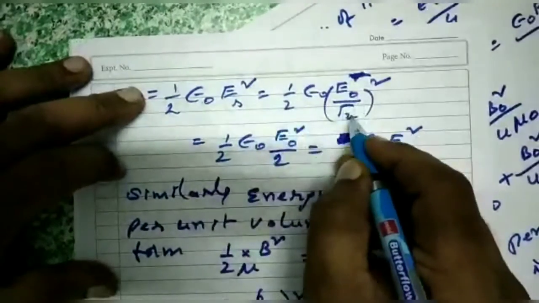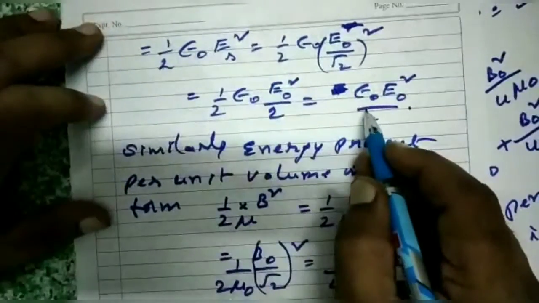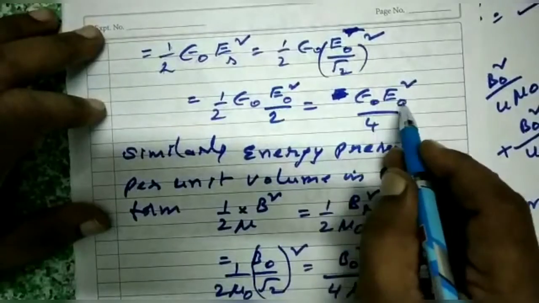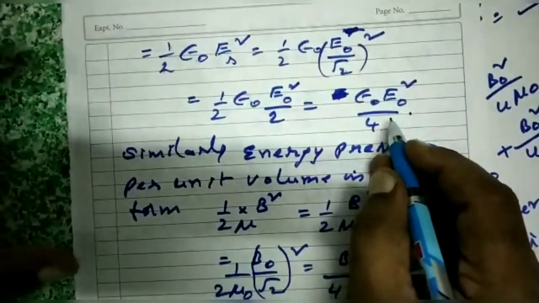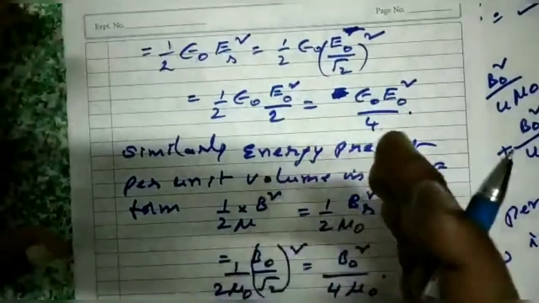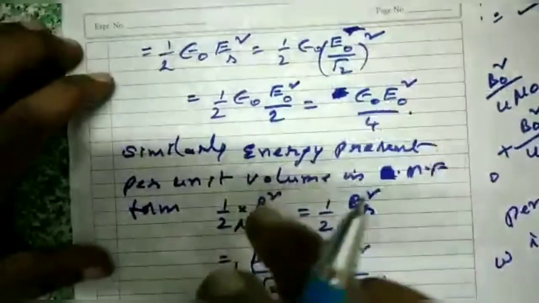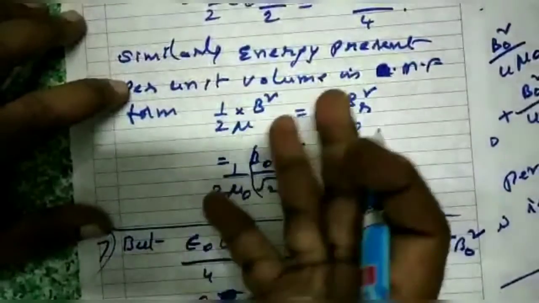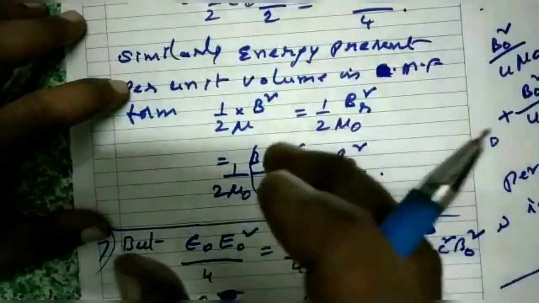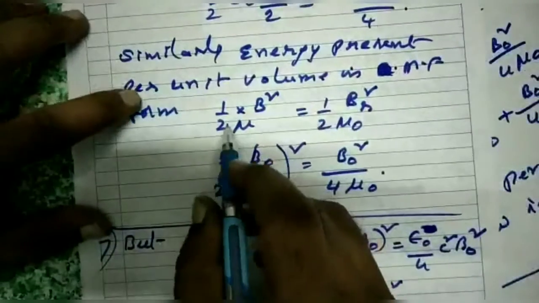But the RMS value is the peak value by root 2. That is why the energy present per unit volume becomes epsilon 0 E naught square by 4. So this is the energy present per unit volume in the form of electric field. Similarly, energy is also present in the form of magnetic field, because there is a magnetic field in the electromagnetic wave too. So energy is stored in the form of magnetic field also.